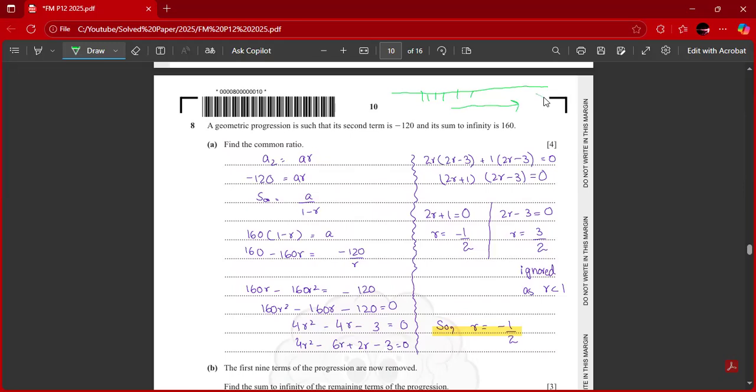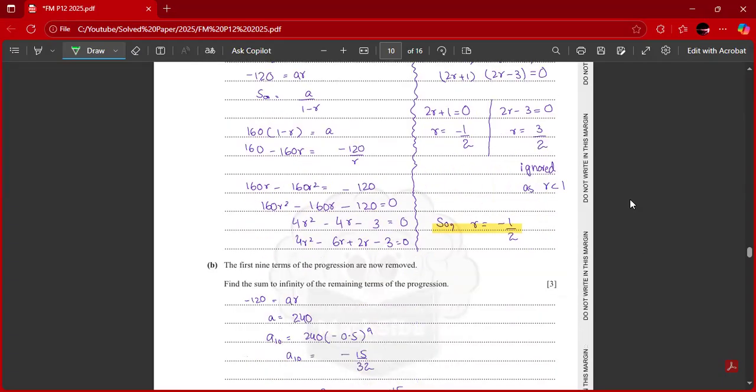That means it's possible for us to find the sum of infinity. But if my value of r is greater than 1, then my series is divergent, meaning that there's no possible way that my values would come to a specific end. It would be nearly impossible for us to find the sum of infinity for a series that is divergent. So for a sum of infinity to exist, our r should be lesser than 1.